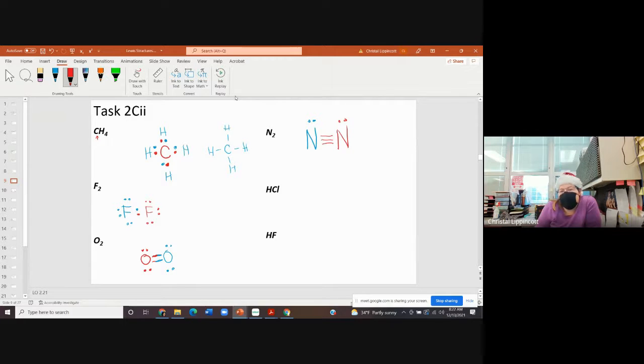All right, the next one is HCl. So I'm going to draw my H in. It has 1 electron. I'm going to draw my chlorine in. It has 7. All right, now my hydrogen has 2, which is all hydrogen needs, and chlorine has 8. So see if you can draw HF yourself.